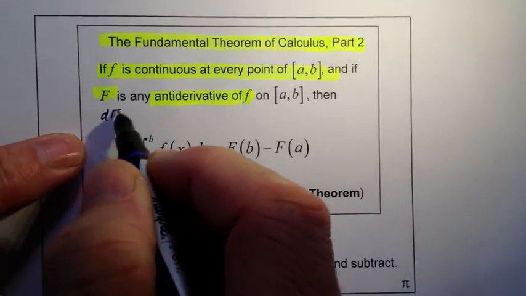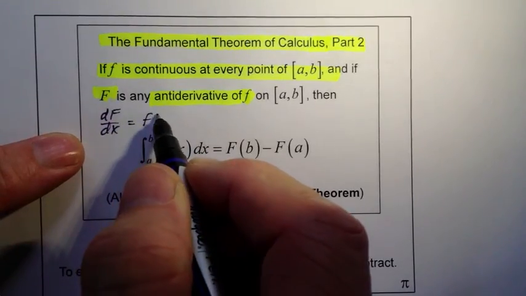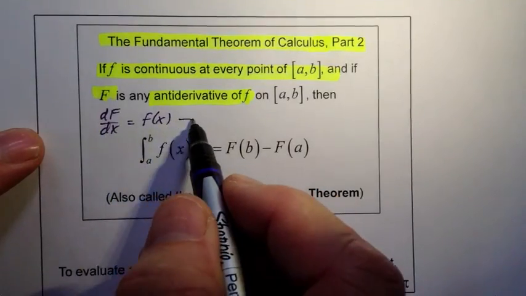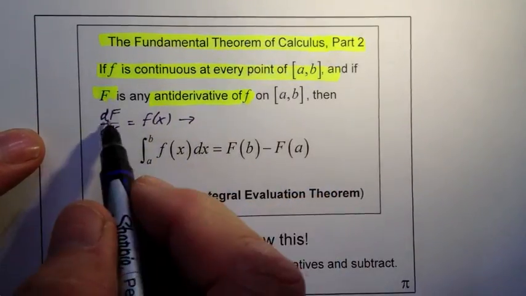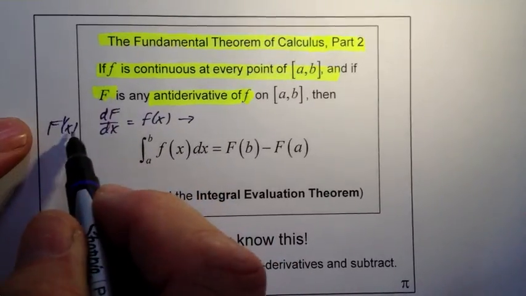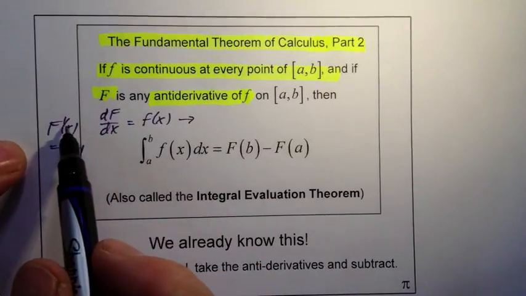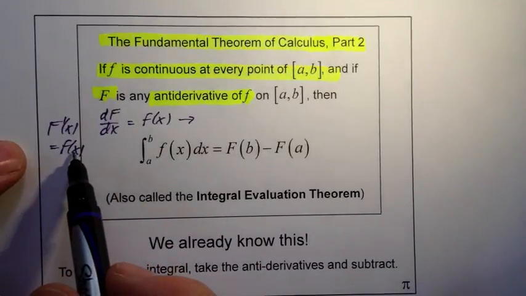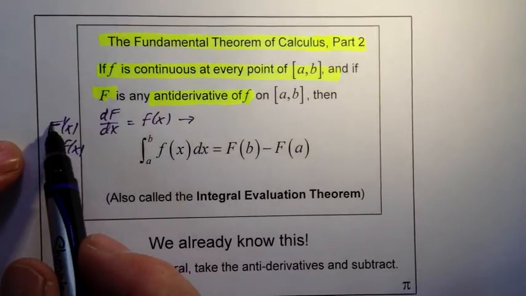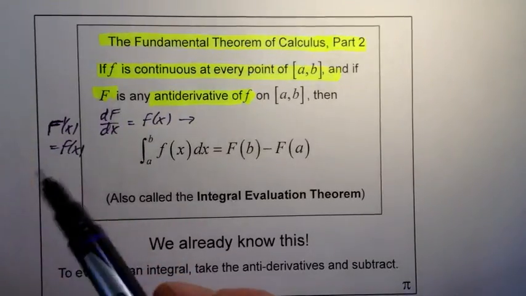The derivative of F with respect to x is equal to f of x. Okay? And so every time you go forward, you're taking the derivative. So the derivative of capital F, in other words, F prime of x, is lowercase f of x. That's what the Fundamental Theorem of Calculus, Part 1, says: the derivative of capital F is lowercase f of x.